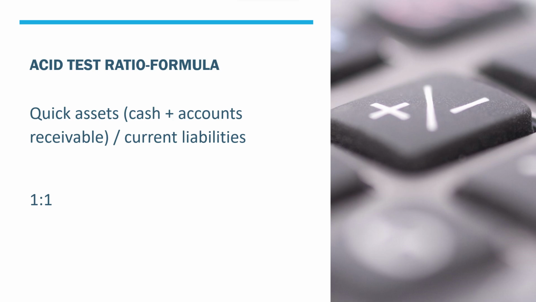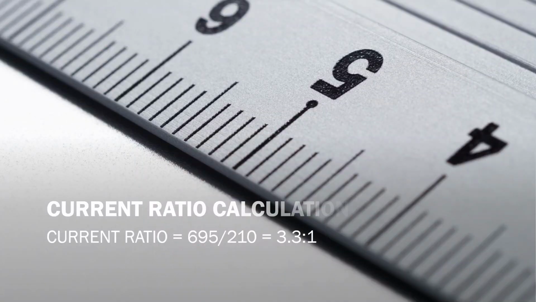Now let's calculate the current ratio and asset test ratio of Maverick Limited to find out the correct answer. In this case, the current ratio is calculated by dividing current assets of $695 million with current liabilities of $210 million. This division gives us a current ratio of 3.321 that implies a high current ratio.